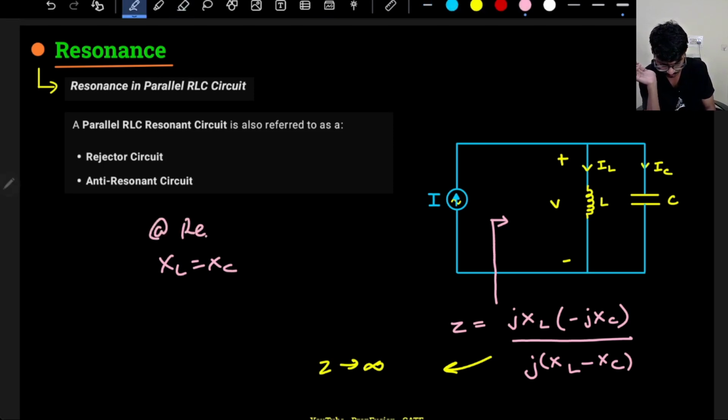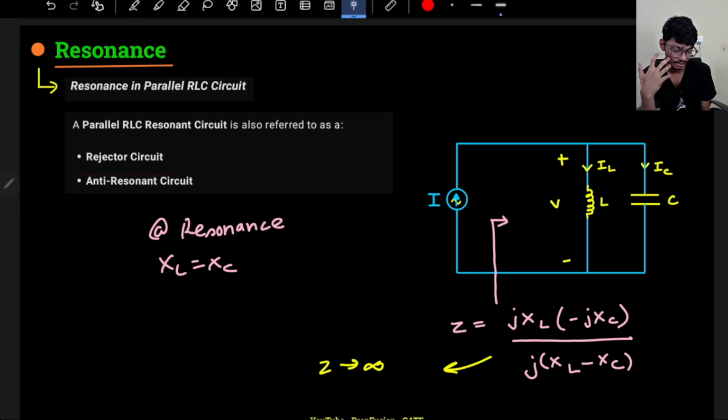Whenever something is written, you have to understand with respect to what they are talking about. I have seen many educators just say it is a rejector circuit, but it rejects what? You have to understand what it rejects. So it is rejecting the current basically. Got it? Anti-resonant, because in a series RLC circuit, the circuit was allowing the maximum current. Here the circuit is not allowing any current. That's why anti-resonant is also sometimes used for a parallel RLC circuit.